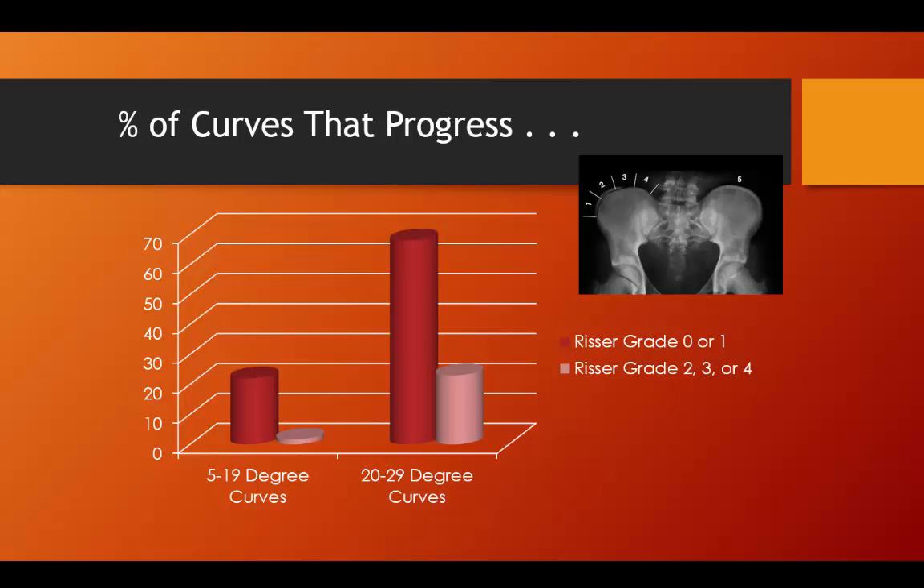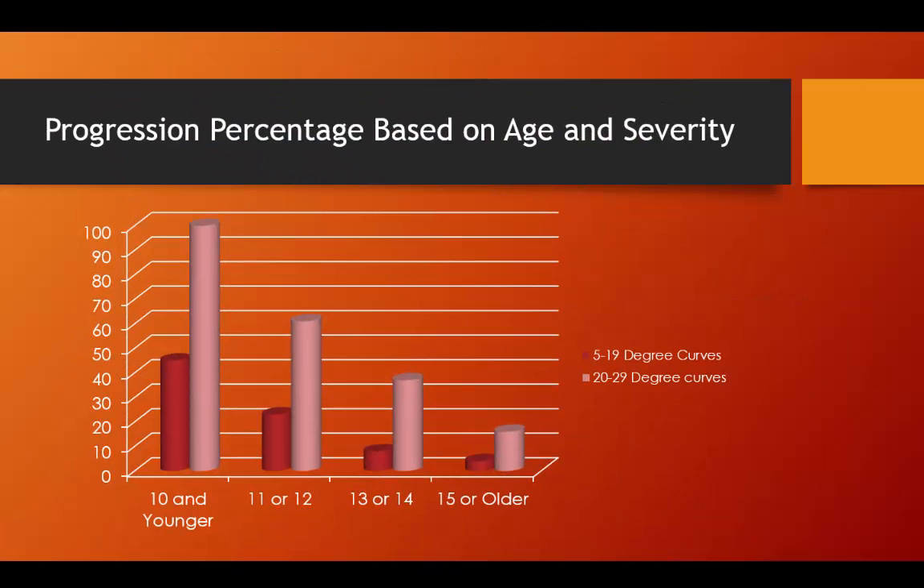This natural history must be acknowledged when claiming success in the management of scoliosis. Lack of progression and even minor improvement may simply be this natural history likelihood. And to get a more complete picture, let's add in the progression percentage based on age and severity. Note that most progress if they are 20 to 29 degrees if found in 10-year-olds or younger, and about half for small curves and 100% for larger curves.